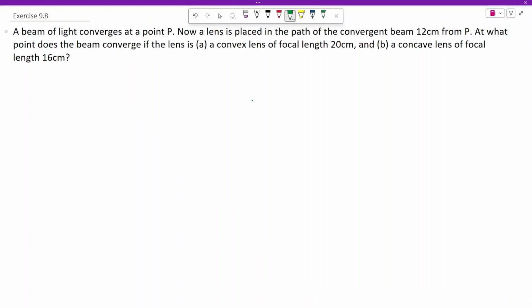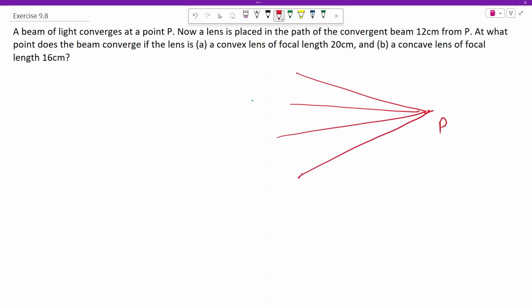A beam of light converges at a point P. So let us assume that this is a point P and a beam of light is converging at this point from the left hand side. And what if we keep concave lens and convex lens?